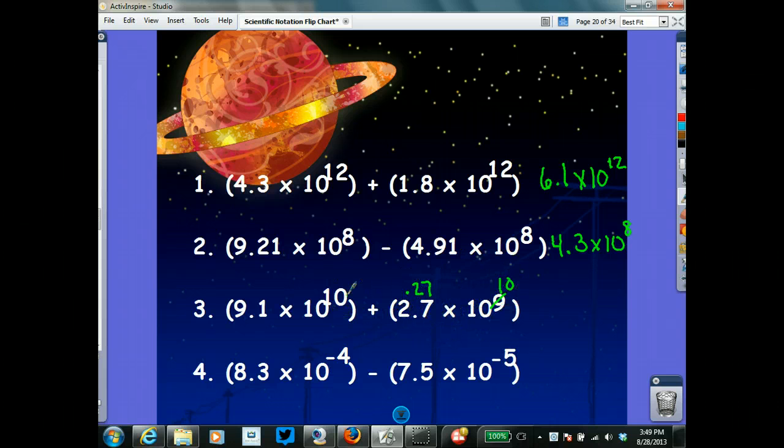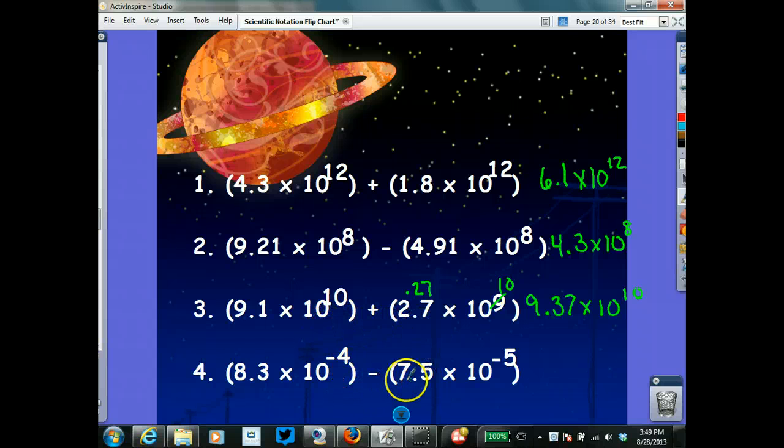So now I can simply say 9.1 plus 0.27 is going to equal 9.37, and it will be times 10 to the 10th power. Again, I just had to raise this up by 1 power by dividing 2.7 by 10. If it had been a difference of 2, we would have done it by 10 squared, but it's not, so it's just 1, and you only had to divide by 10.